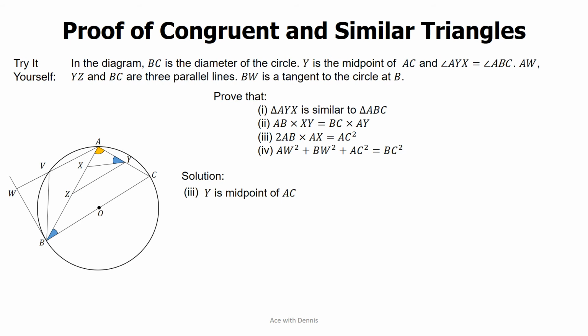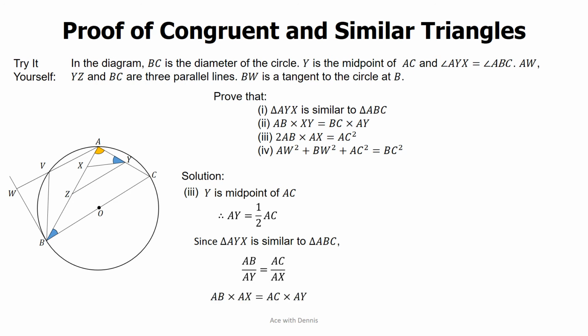Part 3. Given that Y is the midpoint of AC, therefore AY equals half AC. And since triangle AYX is similar to triangle ABC, we can form this equation, which is AB over AY equals AC over AX. And we cross multiply, we get AB times AX equals AC times AY.